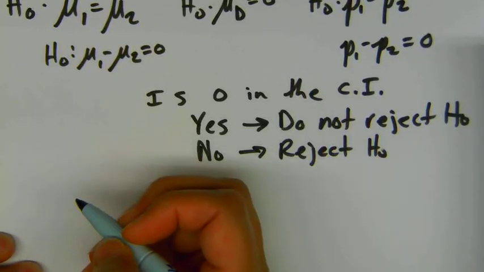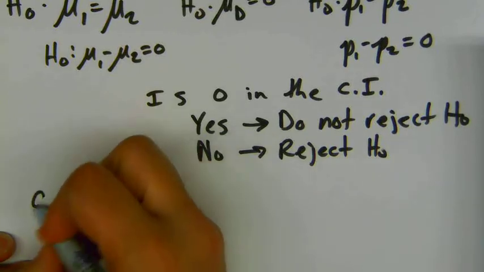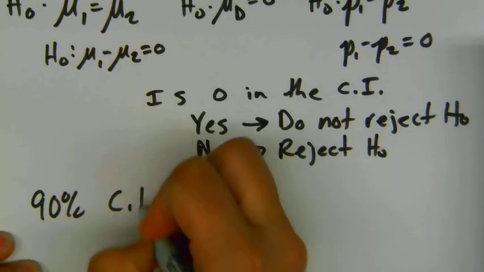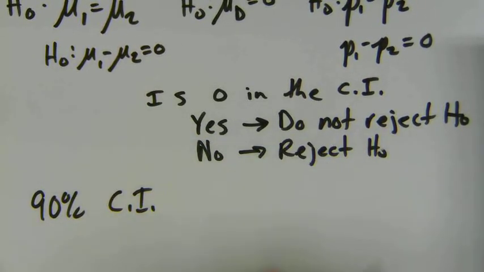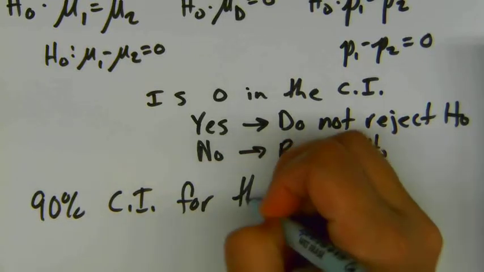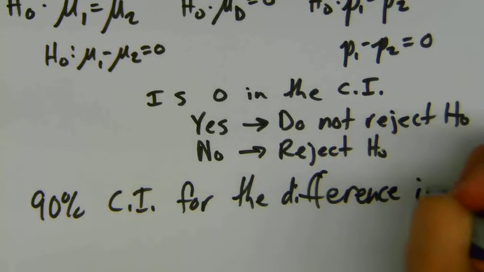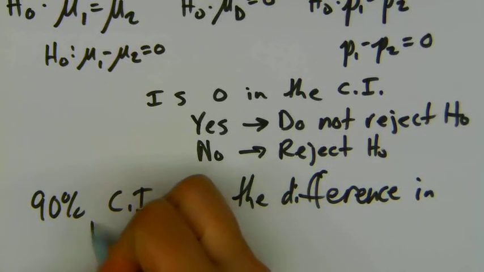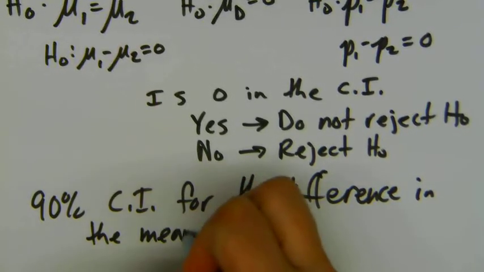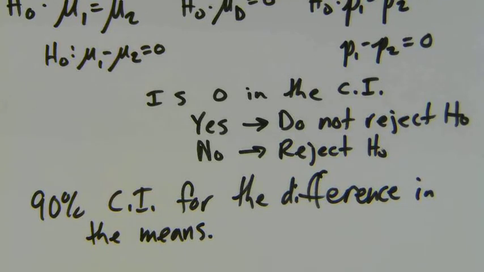So if I wanted to take that data set, what was alpha? Alpha was 0.1, so I'm going to say let's find the 90% confidence interval. And this one was talking about means. Go to your flow chart.